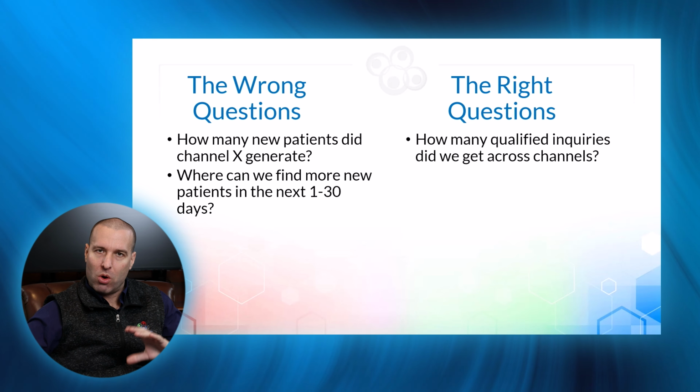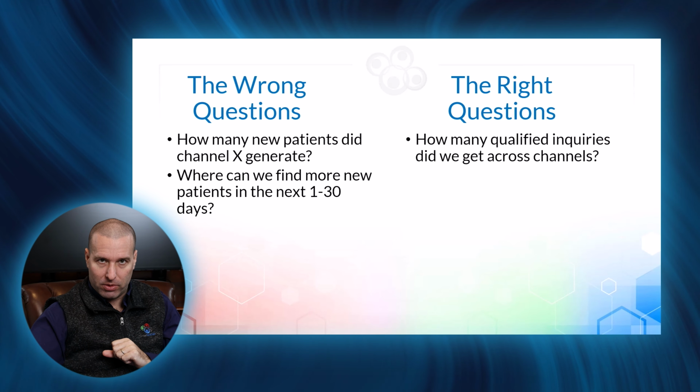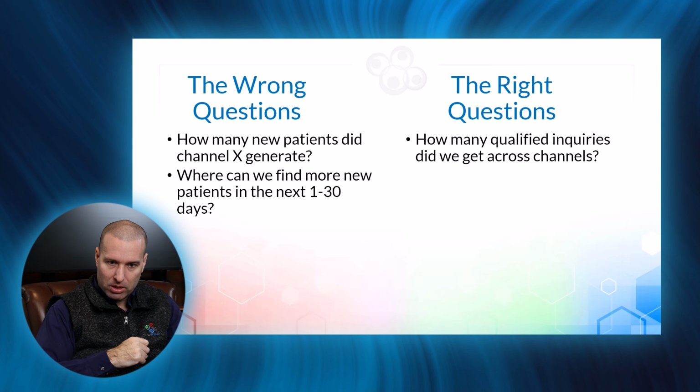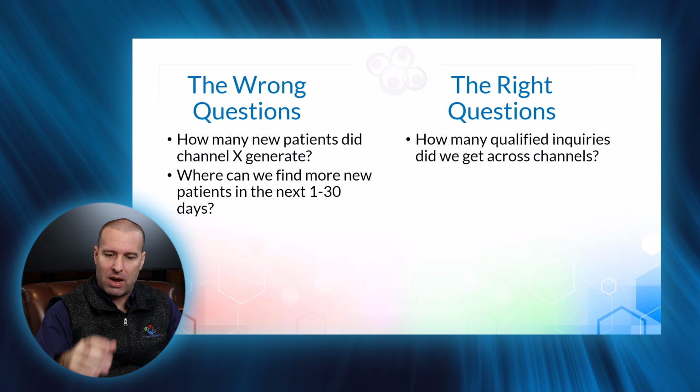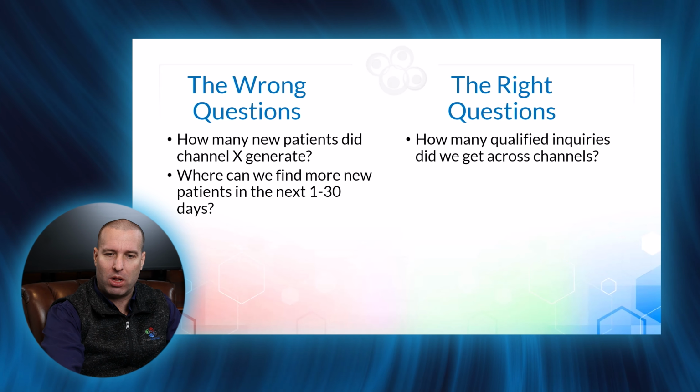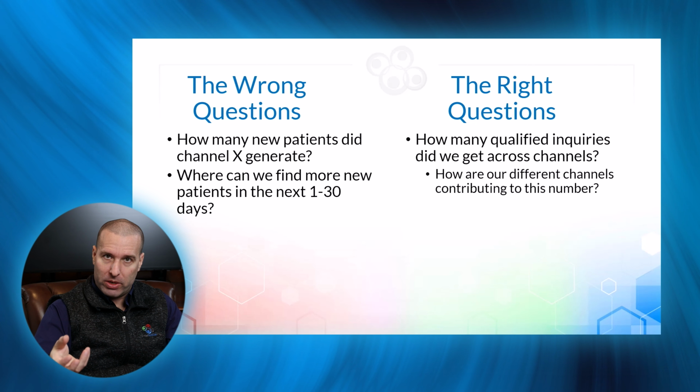And so to grow a program, we need all of those channels working, but they're all going to be operating at different conversion rates, different customer acquisition costs. I want to know that overall we're profitable. That's the bottom line. So how many qualified inquiries do we get across channels? How are different channels contributing to this number?